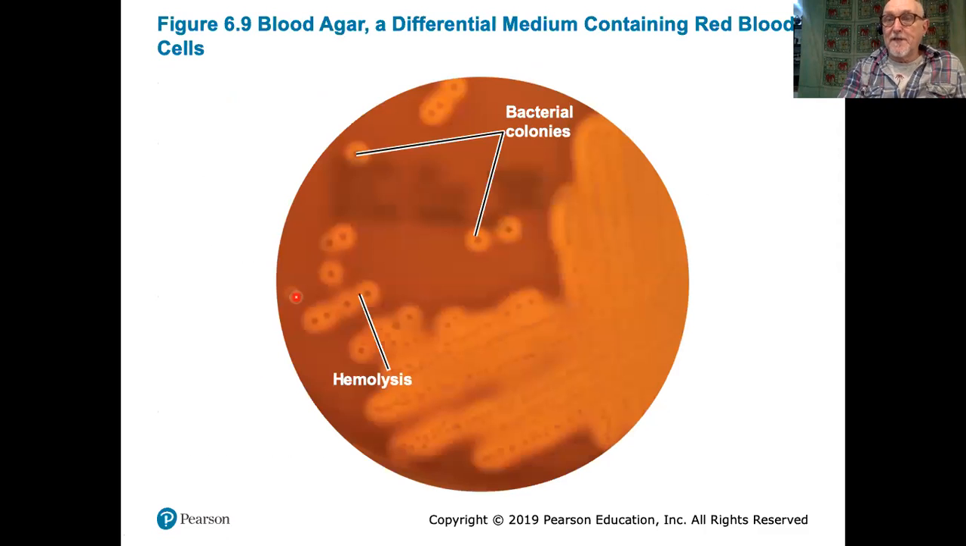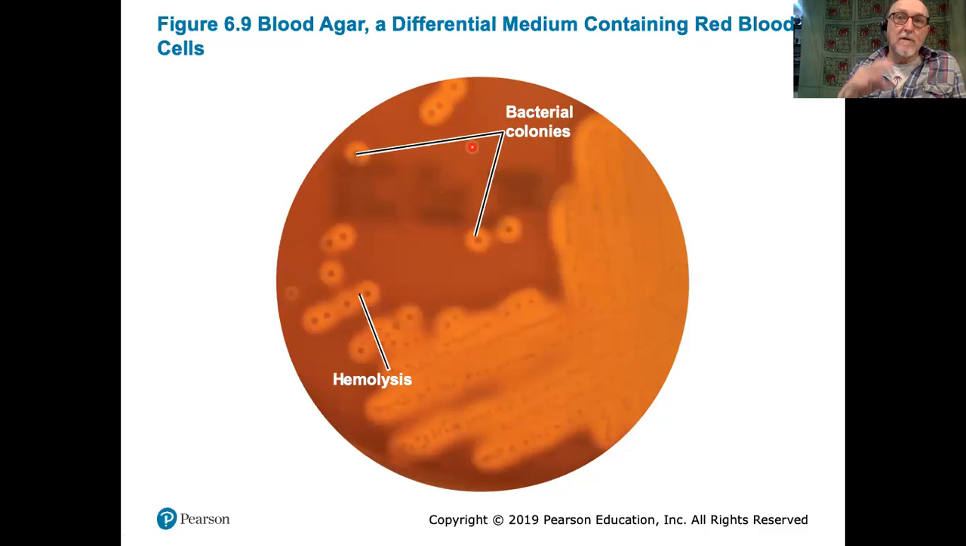So this is a differential medium. This is not selective at all. In fact, it's a good generalist medium. This is called blood agar. Blood agar is a nutrient broth solidified with agar, but included in the mixture is sheep's blood usually, and it's entire blood.